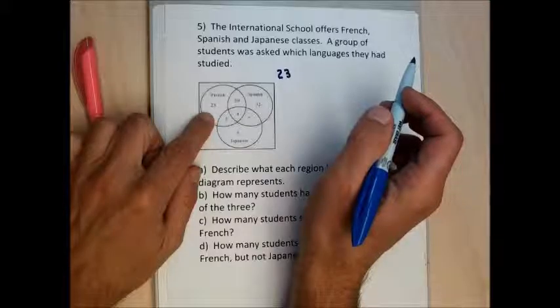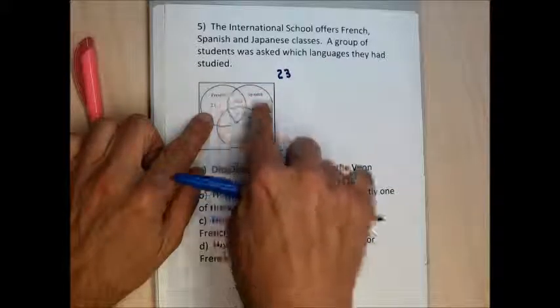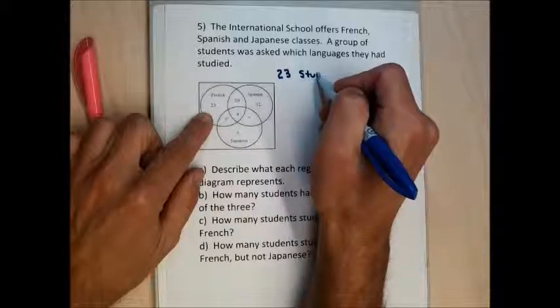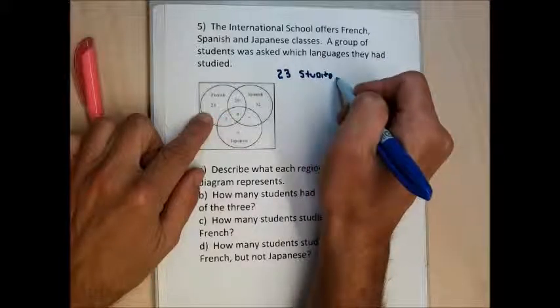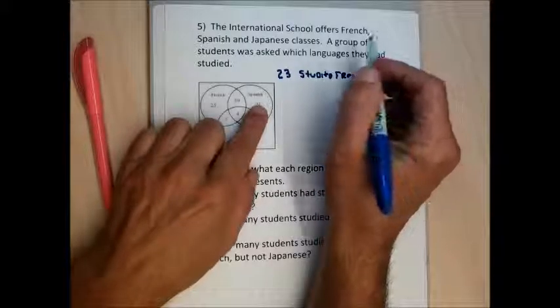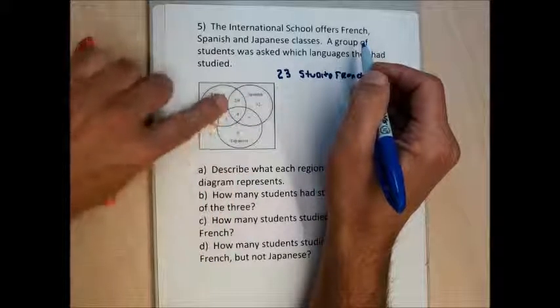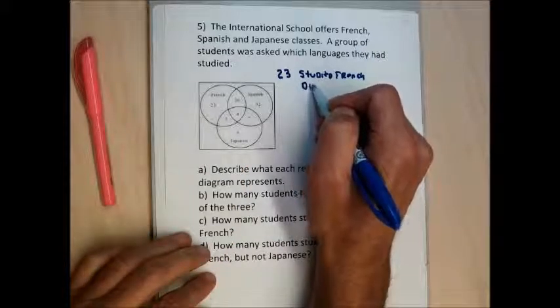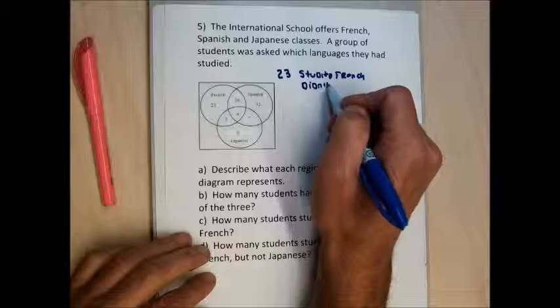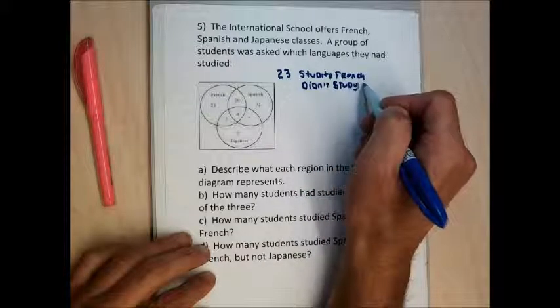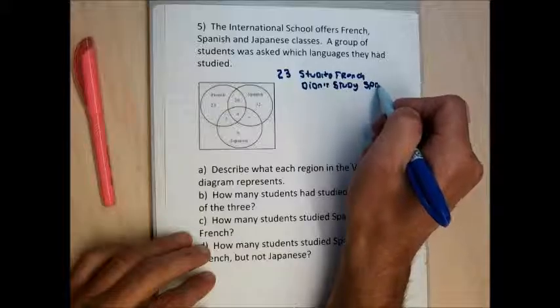studied French because they're in the French circle. This represents what languages they studied. So they studied French because they're inside the French circle. They didn't study Spanish because that's outside the Spanish circle, and they didn't study Japanese. I better get another sheet of paper because I'm never going to fit this.